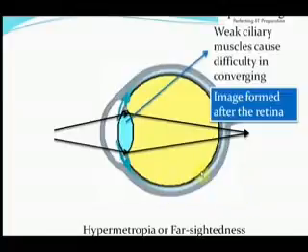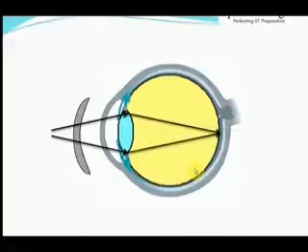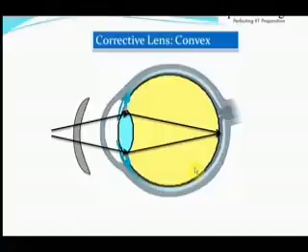So how can you correct hypermetropia or farsightedness? You can do that by using a convex lens. You see, your ciliary muscles aren't strong enough, so the convex lens will aid the ciliary muscles in converging the light rays. And if you use a convex lens of the appropriate power, it will converge the rays exactly at the retina. There you go.